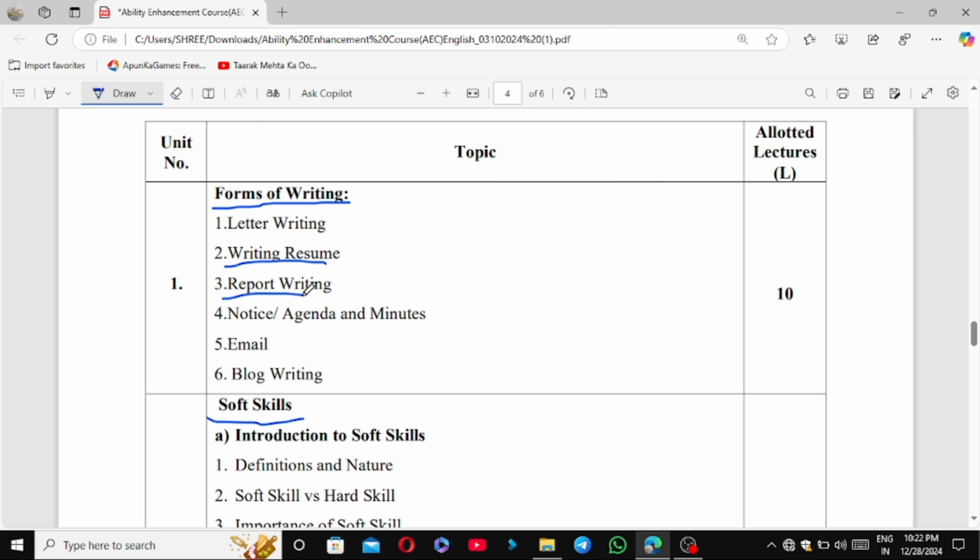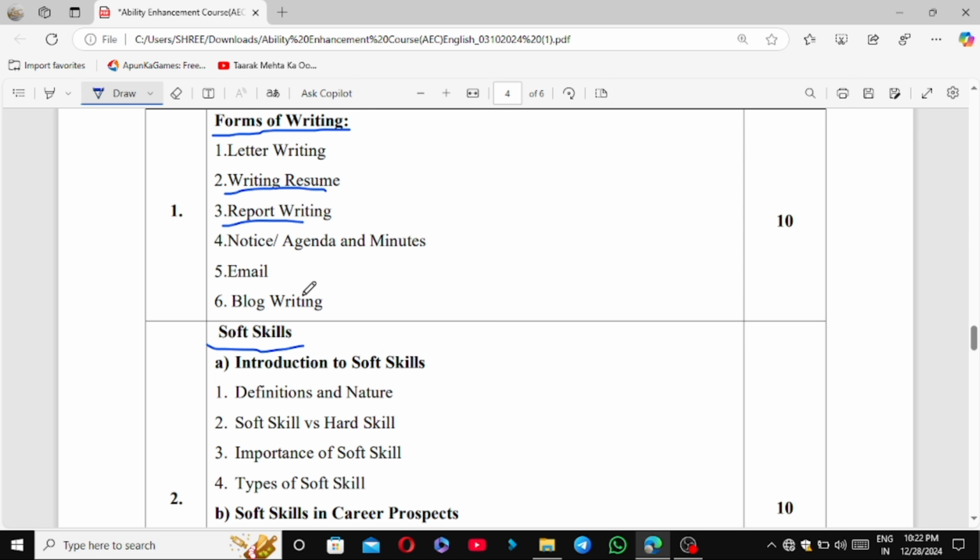Okay, next topic is notice, agendas and minutes. So what are notice, agendas and minutes? Notice means a formal announcement to inform people about an event. In your school and your colleges, many notices are provided to you. Notice is a formal announcement.